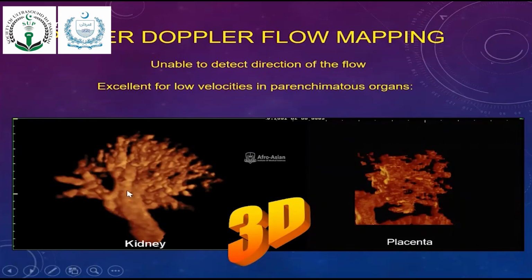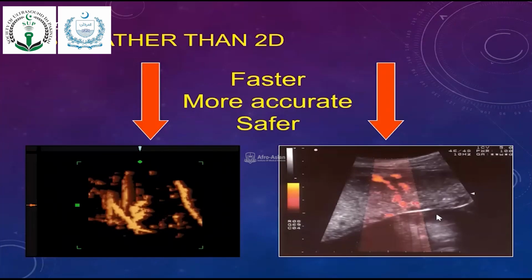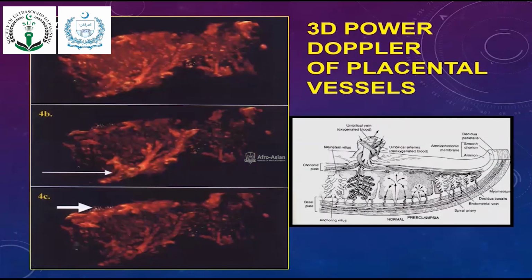Here is power Doppler with 3D flow mapping in a kidney, renal artery, and the renal flow, and this is in placenta. Here is 2D with color and 3D with power Doppler. It seems to be more accurate. 3D power Doppler and placental vessels at different stages.